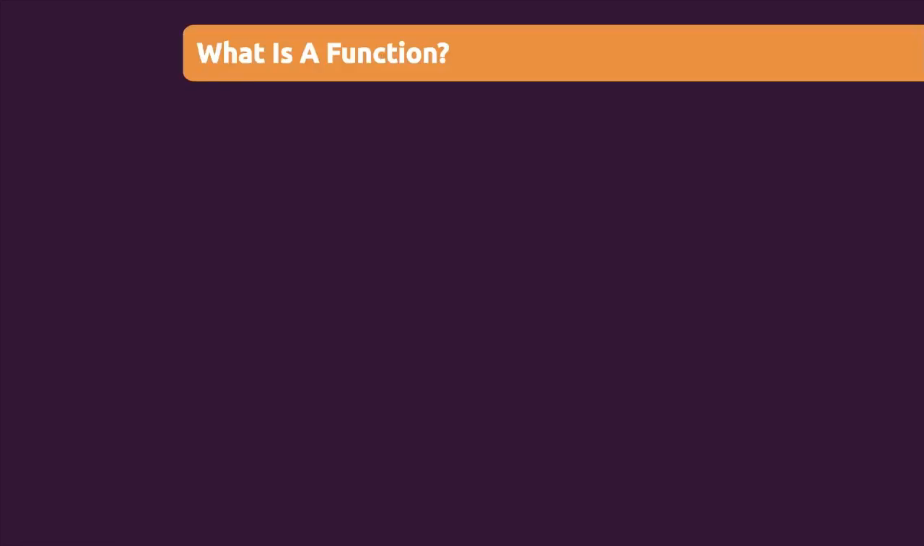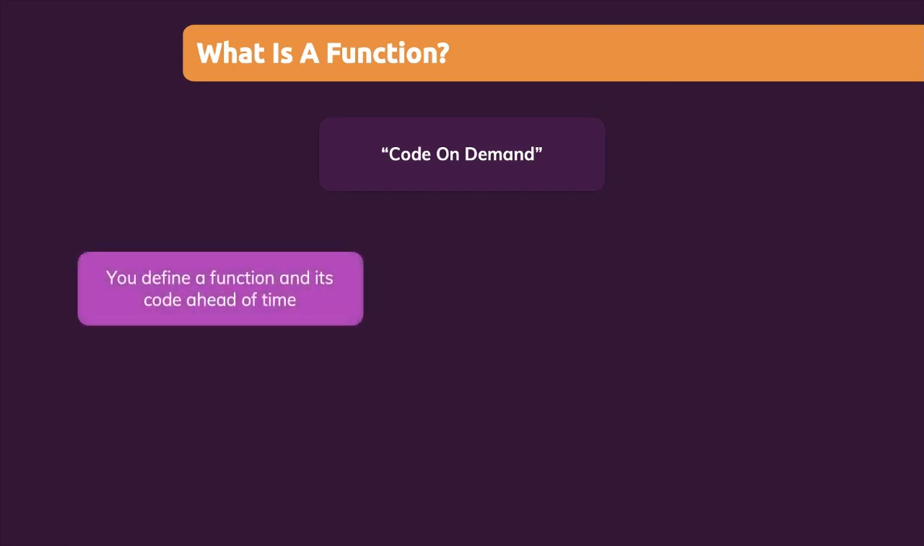Now, before we dive into any code, let's answer an important question first. What exactly is a function in programming and in Go specifically? I personally like to explain functions as code on demand. A function is a construct, not just in Go, but in all programming languages in the end, that allows us to define some code ahead of time.